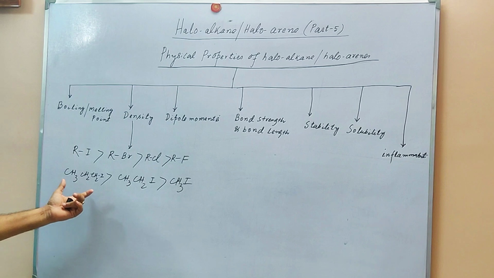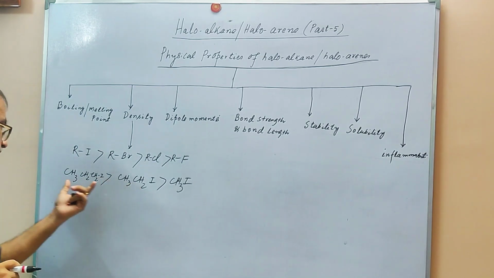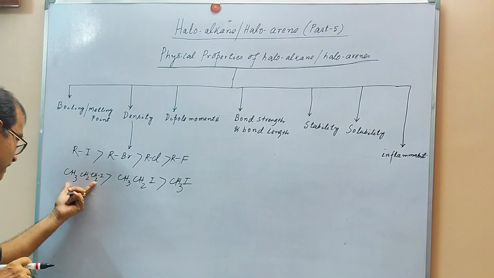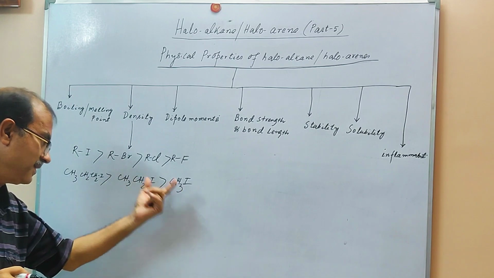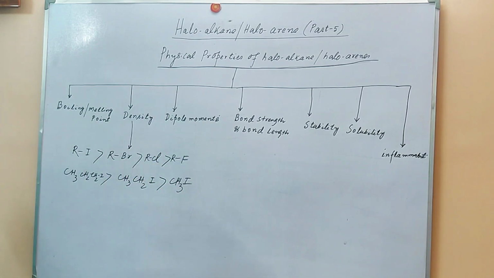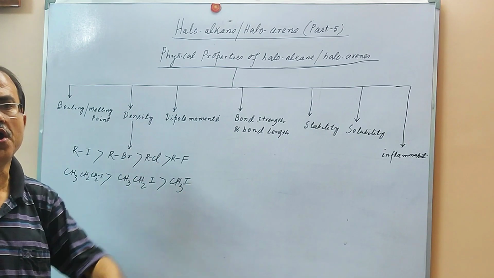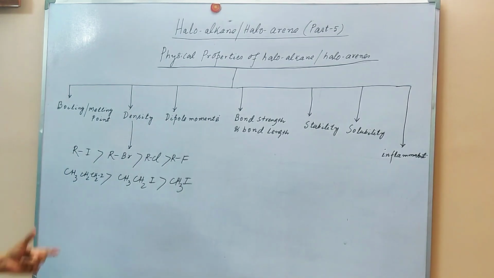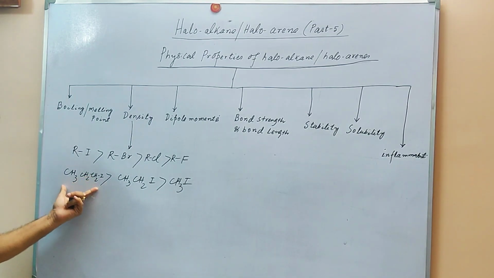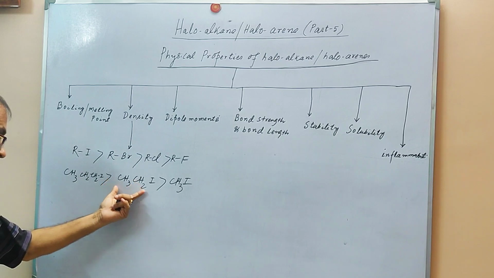For different alkyl groups, you can see the alkyl group is changing. Here is the propyl alkyl group, here the ethyl alkyl group. So the density goes on decreasing. This is the highest density, followed by this.